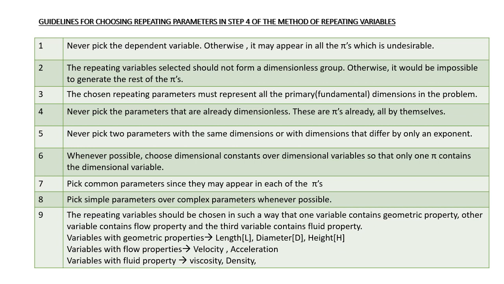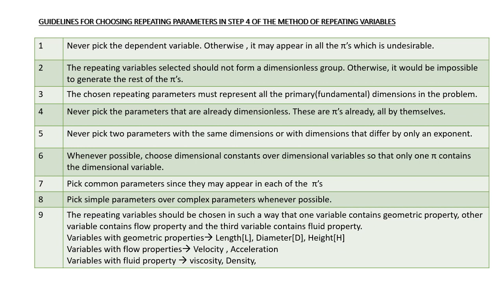So whenever you choose repeating parameters, you choose simple ones which we can easily remember, dimensions easily we can remember. And very important is guideline number 9. The repeating variables should be chosen in such a way that one variable contains a geometric property, another variable contains a flow property, and the third variable contains a fluid property.